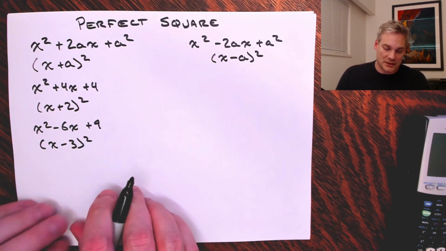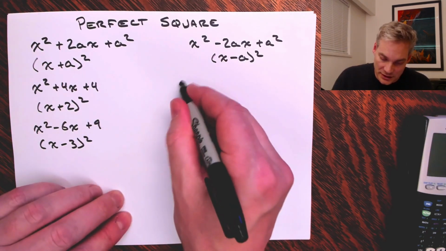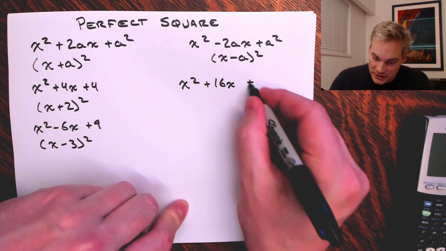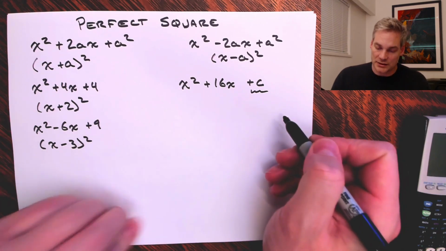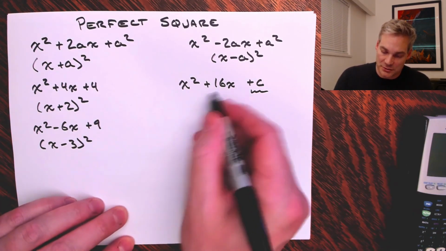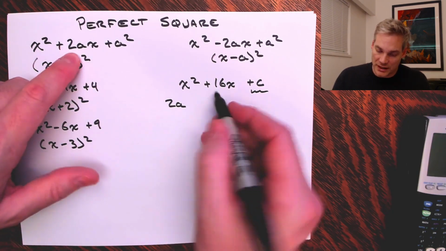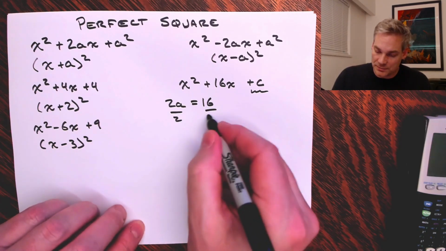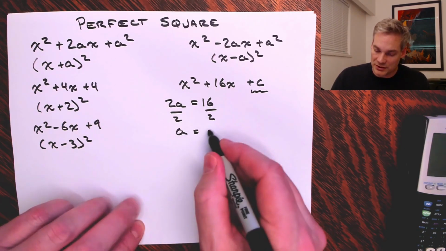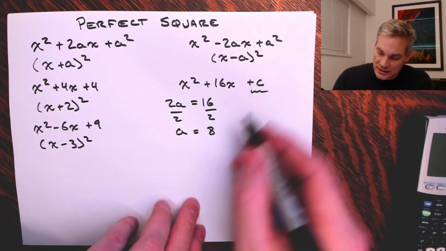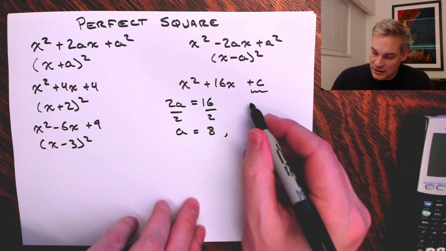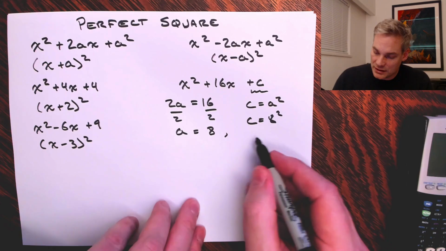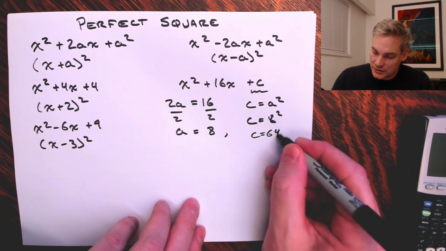Okay, now what if we had to solve for a random case, like we had x squared plus 16x plus c, and we wanted to know what that is. So what we have here is we know that 2a must equal 16. So we divide both sides by 2. We have a equals 8, and then we know that c equals a squared, so c equals 8 squared, and so c equals 64.